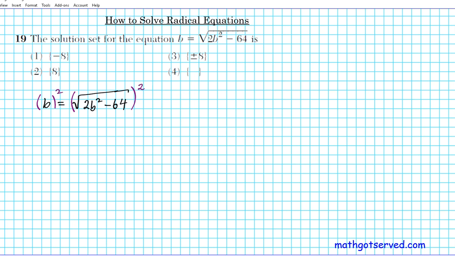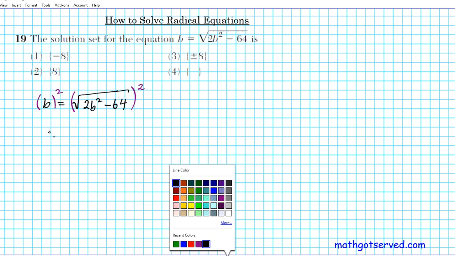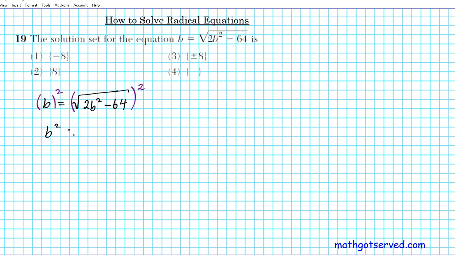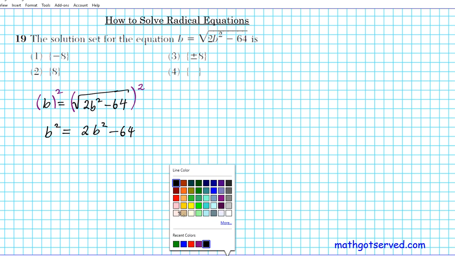If you square both sides, you are going to have on the left side b squared, and on the right side you have the square of a square root, so these are inverses. They take each other out, and you're left with 2b squared minus 64. Now, when you square both sides of a radical equation, there's a possibility that you might introduce an extraneous solution. So how do you know if you've introduced an extraneous solution or not?